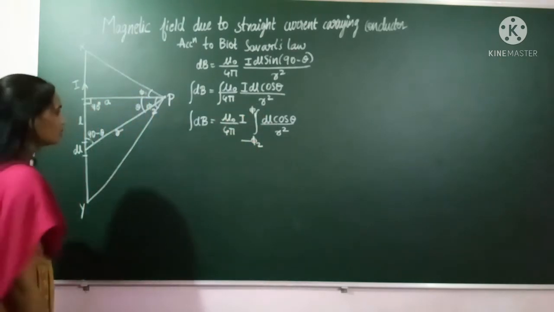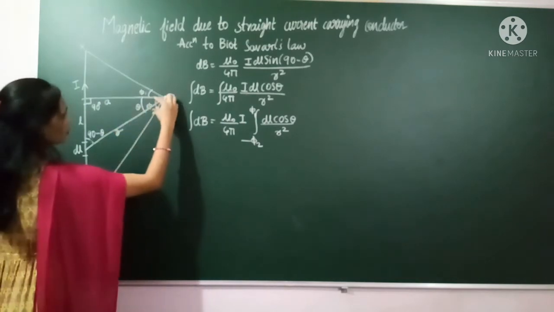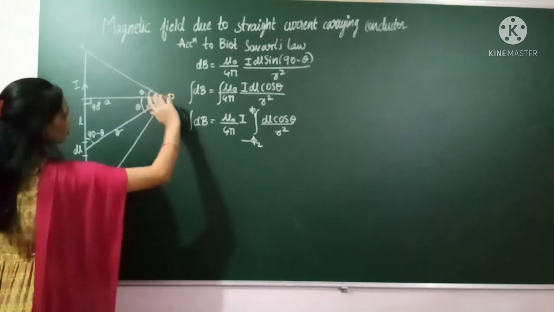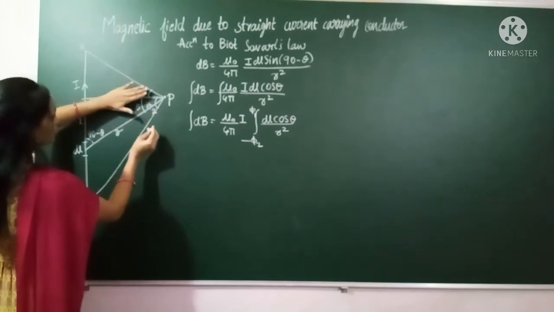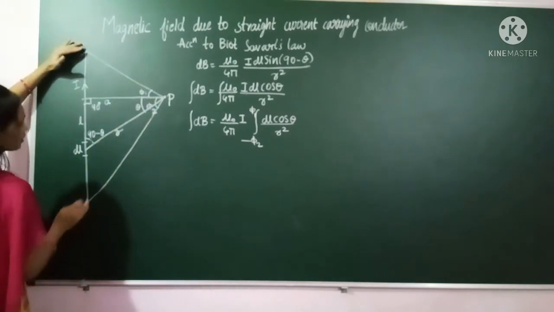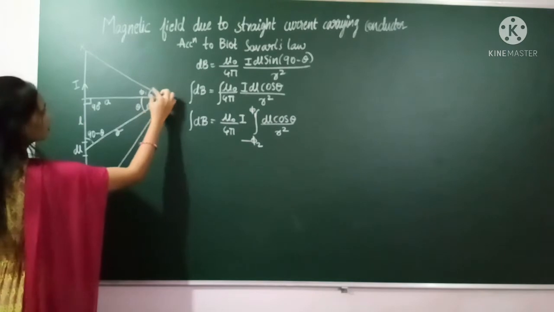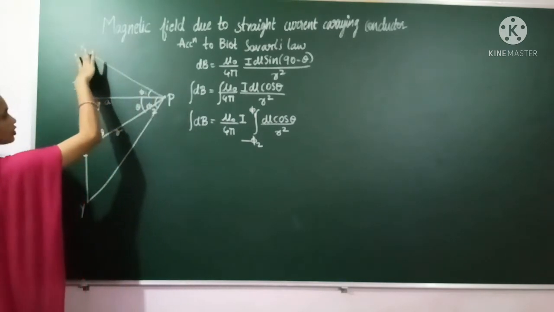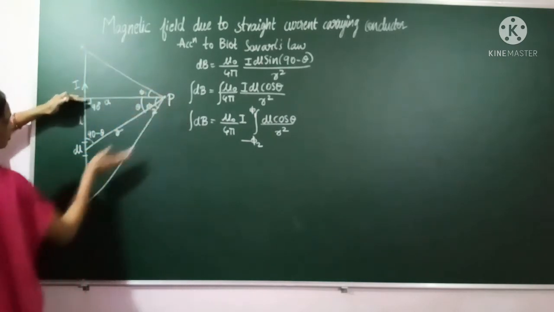Why are we applying these limits? When you take phi 2 to phi 1, if you are covering these two angles then we will cover the whole wire. Suppose if you take only phi 1 then we will get the wire only this much length. If you take phi 2 then we will cover this length.